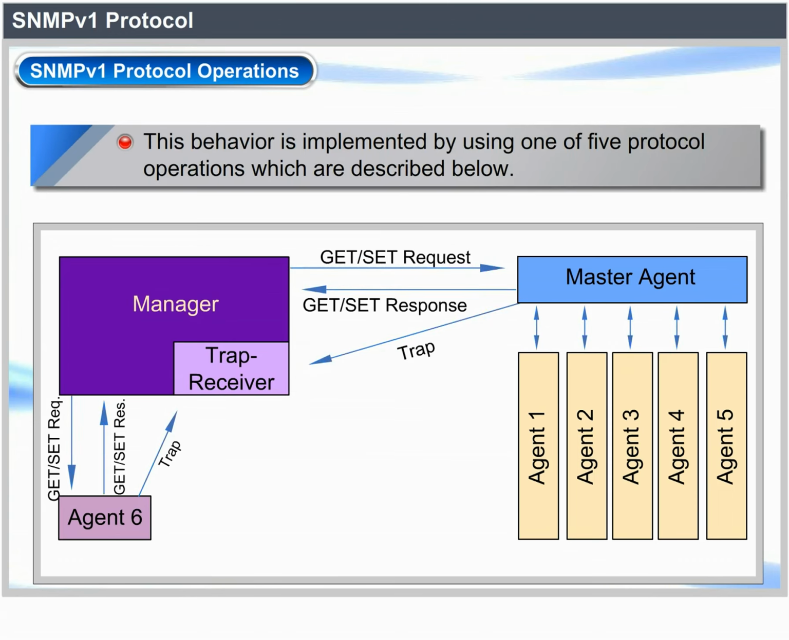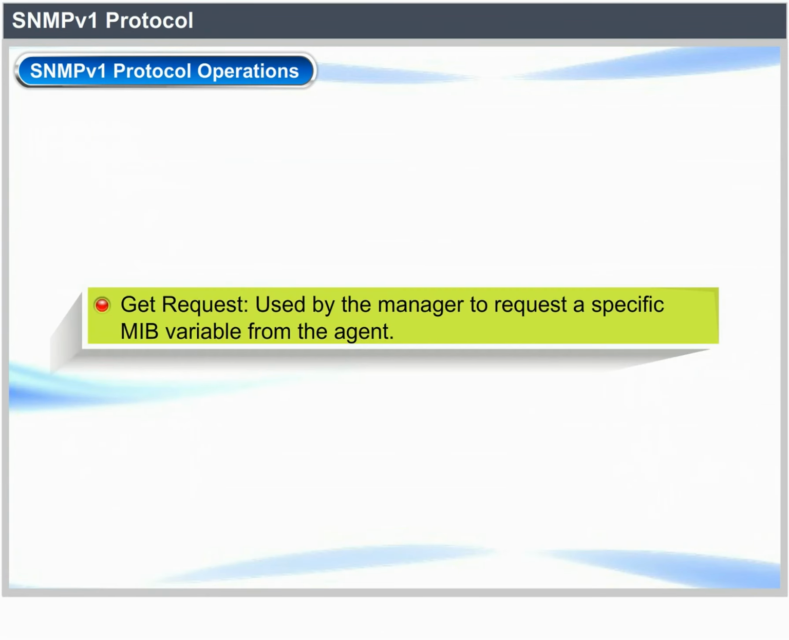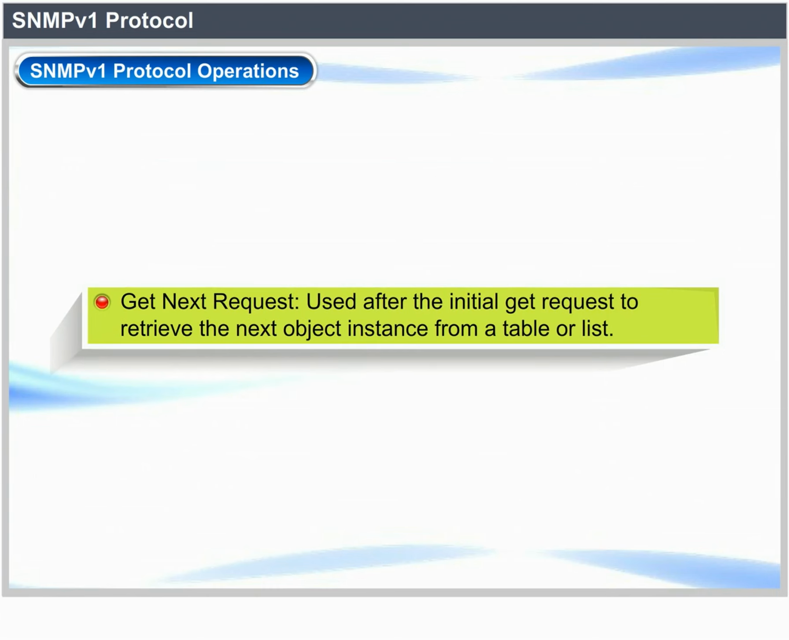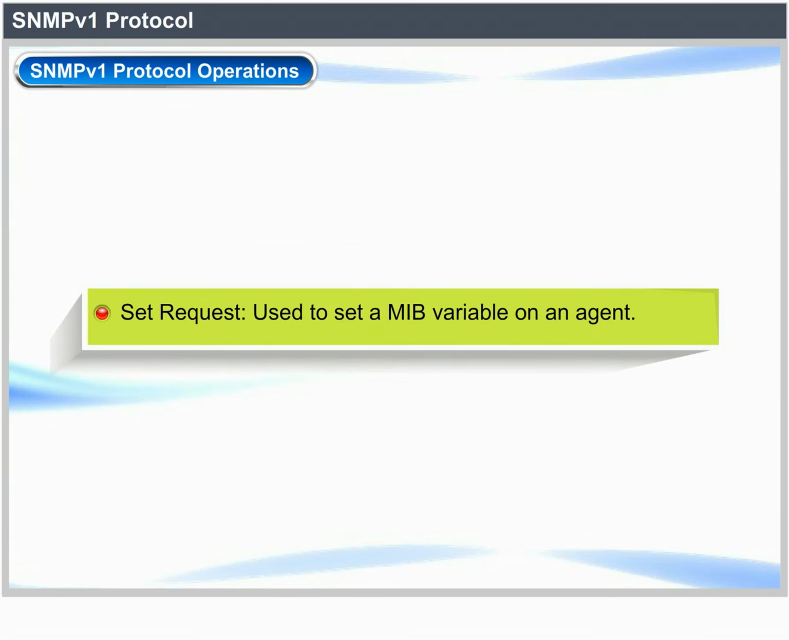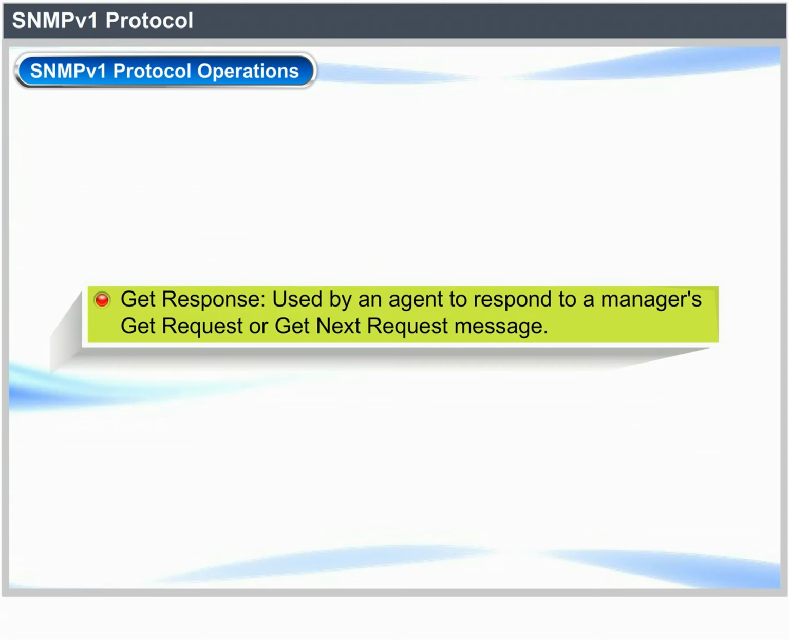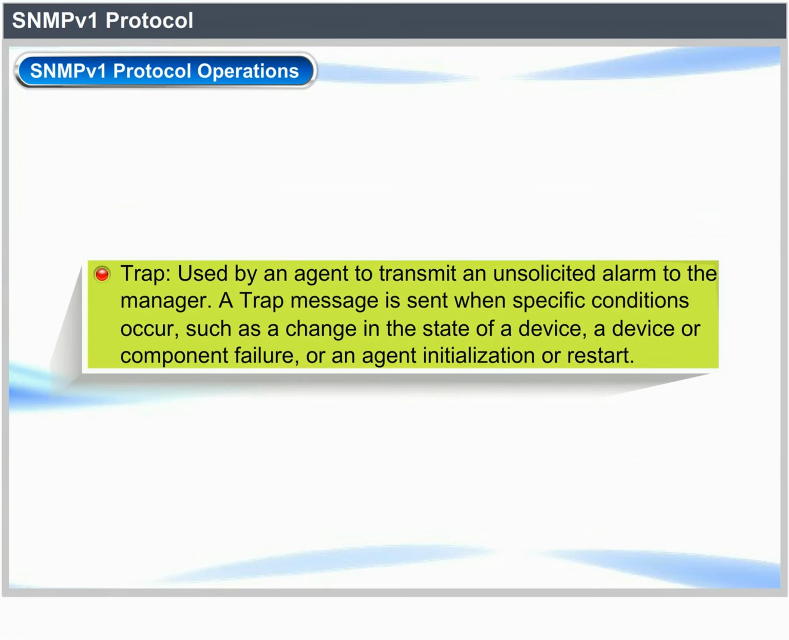GET request, used by the manager to request a specific MIB variable from the agent. GET next request, used after the initial GET request to retrieve the next object instance from a table or list. SET request, used to set a MIB variable on an agent. GET response, used by an agent to respond to a manager's GET request or GET next request message. Trap, used by an agent to transmit an unsolicited alarm to the manager. A trap message is sent when specific conditions occur, such as a change in the state of a device or component failure, or an agent initialization or restart.